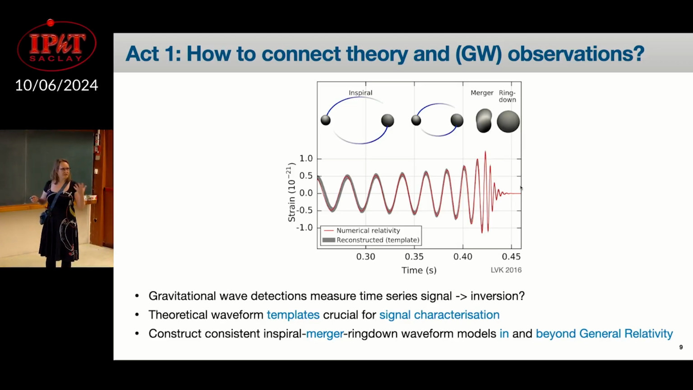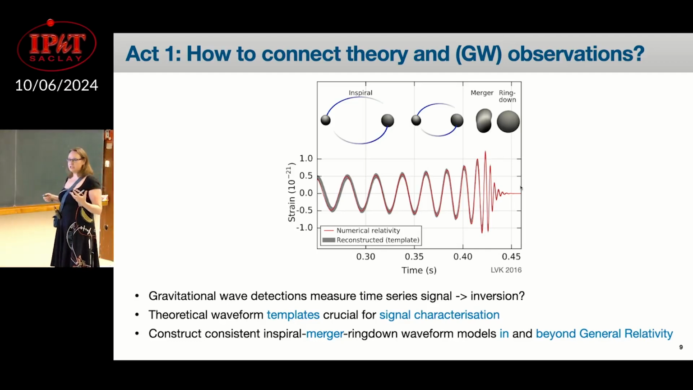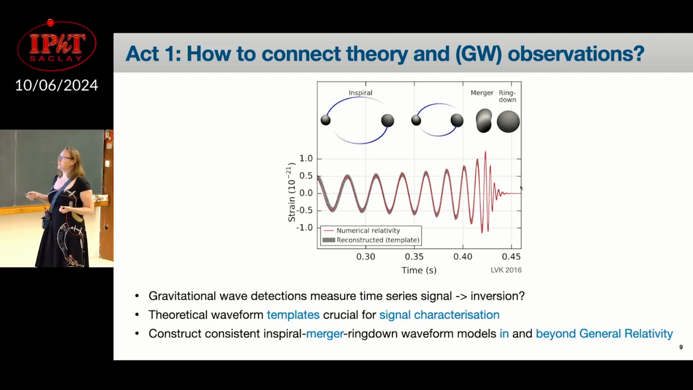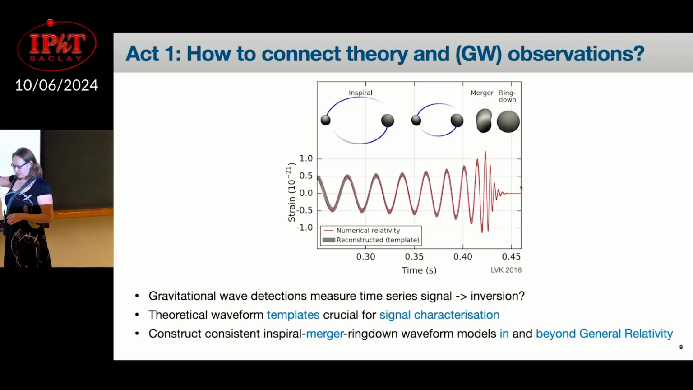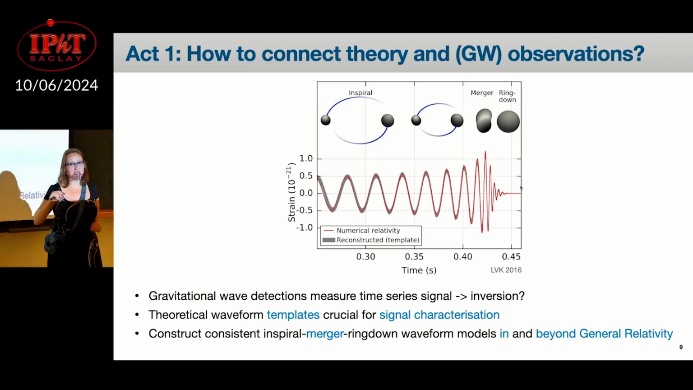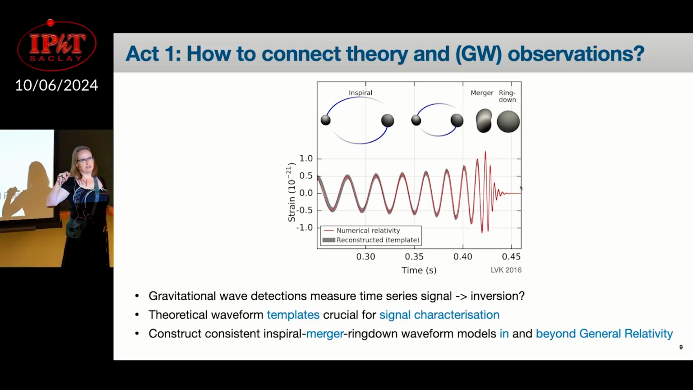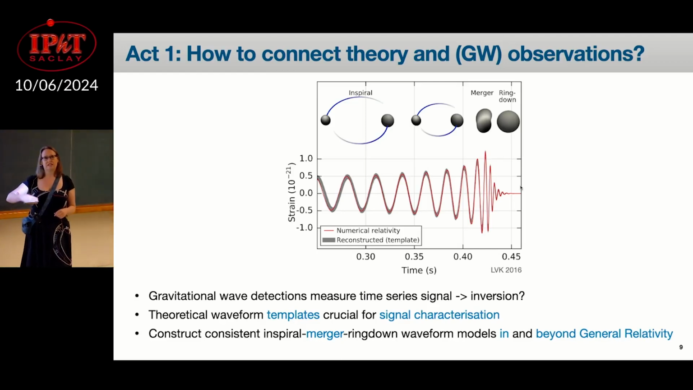So if you don't know what that is, think of the amplitude of my gravitational wave as a function of time. And what you're seeing here is the numerical relativity simulation in red and reconstructed template overlain with this here. One thing I want to highlight here is that our gravitational wave detections are detections of time series signals. So if we want to interpret the sources that generate the signal, we need to model this in advance.